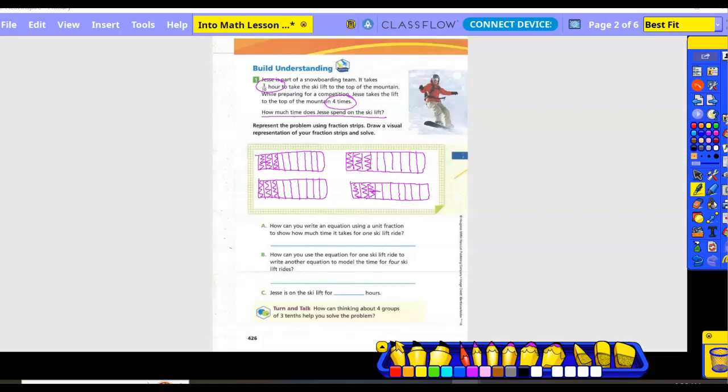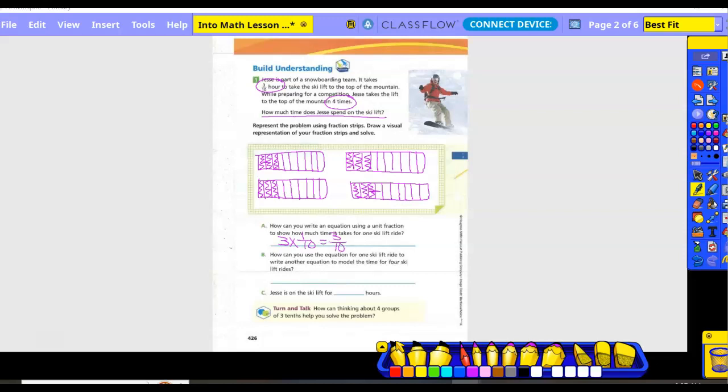Okay, so letter A, they want to know how to create an equation using a unit fraction to show how much time it takes one ski lift ride. Okay, so how many do we have in each one of those? 3. So we could do 3 times, and what does each one of those fraction bars represent? 1/10, right? Which equals 3/10.